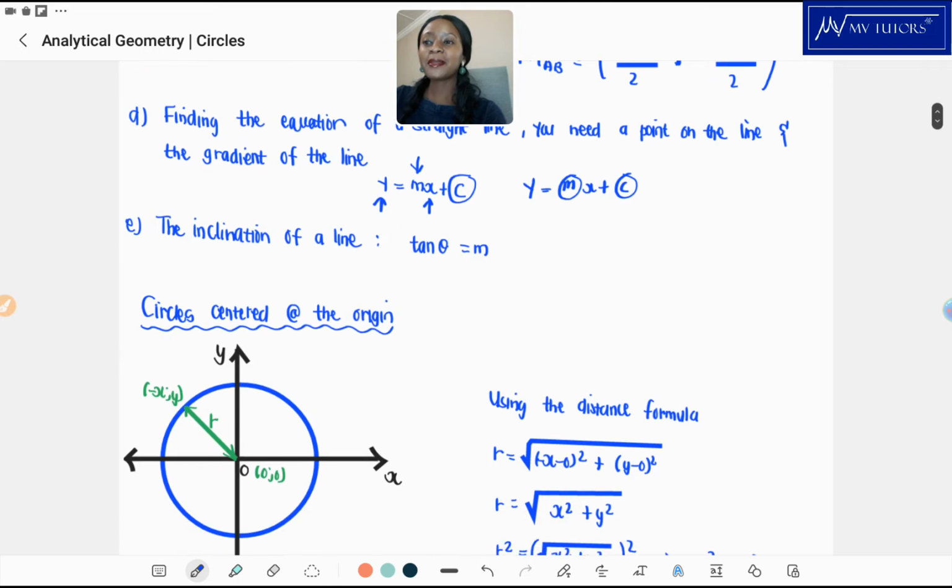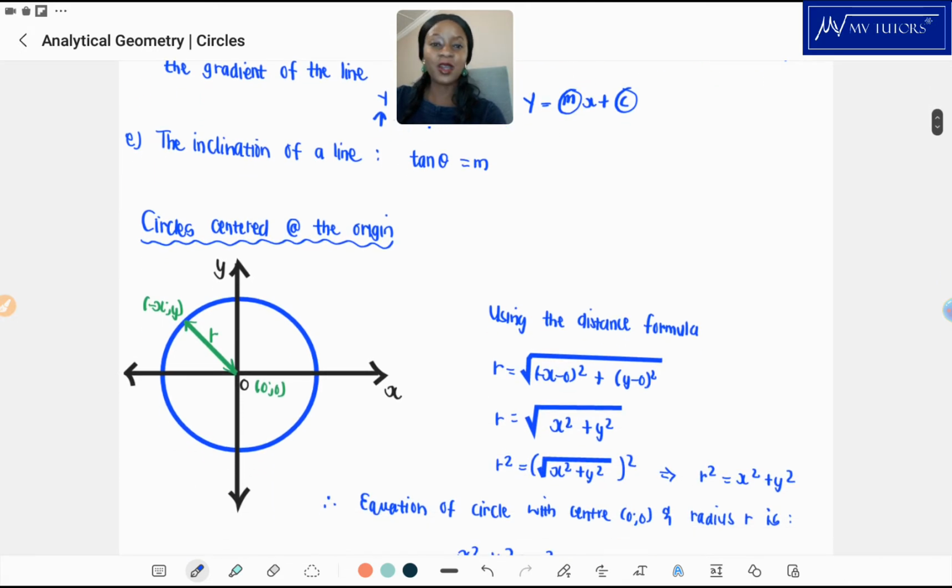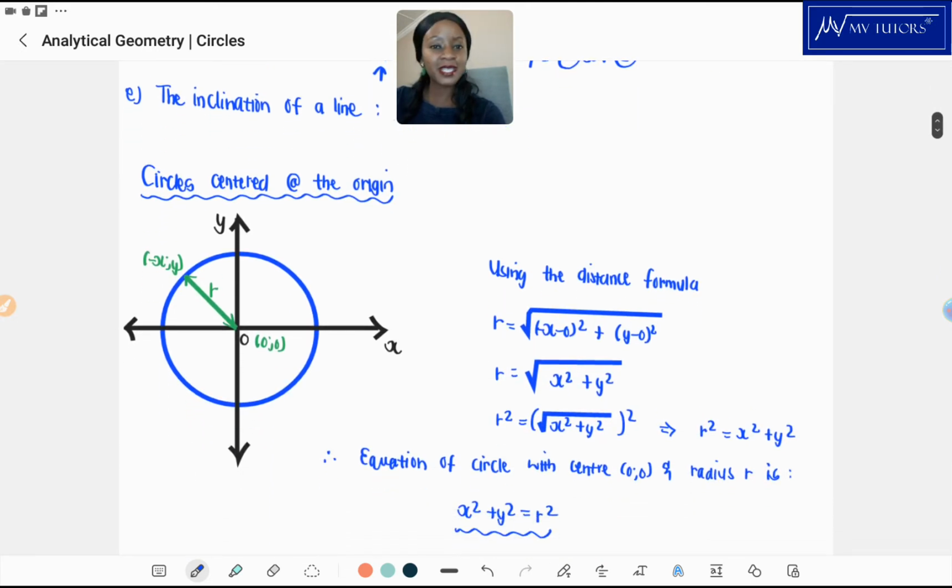So what happens if you have a circle centered at the origin? If you have a circle centered at the origin, that's great. Your equation is not going to be complicated. It's going to be straightforward. So how do we actually derive the equation of a circle? You're definitely going to use the distance formula.